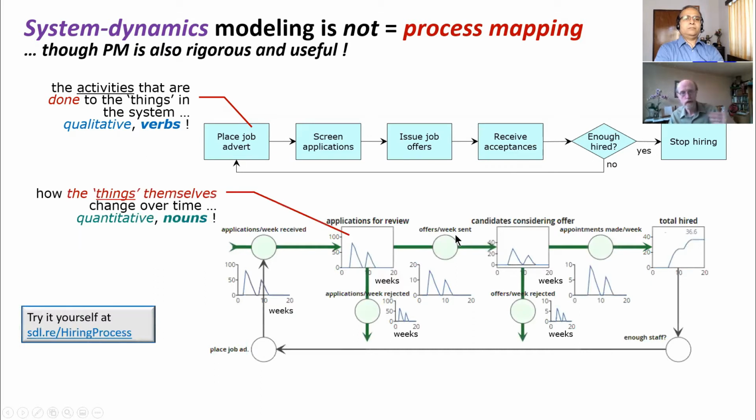This is a system dynamics model of exactly the same process, right? This is how many applications per week are being received. Sorry, start here. Are we placing a job advert this week? Yes or no? 1, 0. If we are, how many applications per week are we receiving? We receive a lot in the first week after the ad. We receive a few more the next week and very few the week after that.